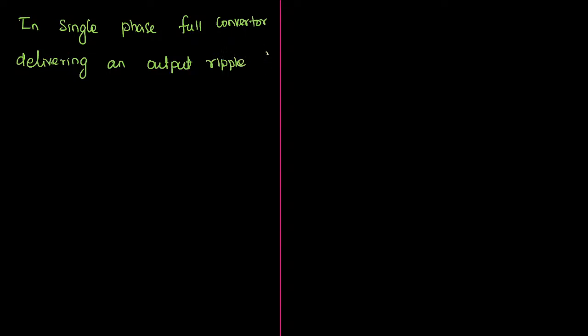What is the meaning of ripple free load current? Load current of 10 ampere. Okay, sir. The average value of the thyristor current in ampere will be dash. Once again, the question is, what is the average value of the thyristor current? That's all.